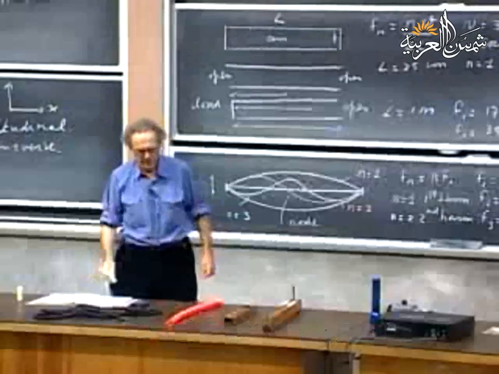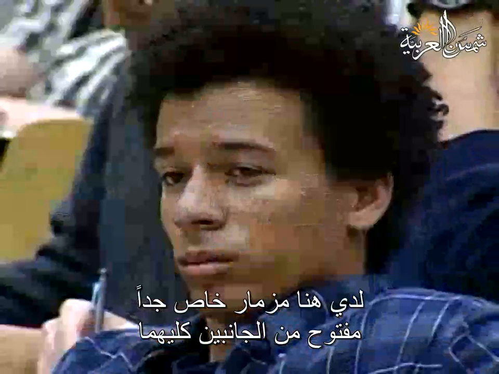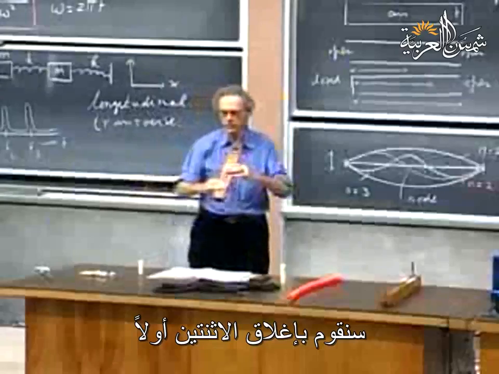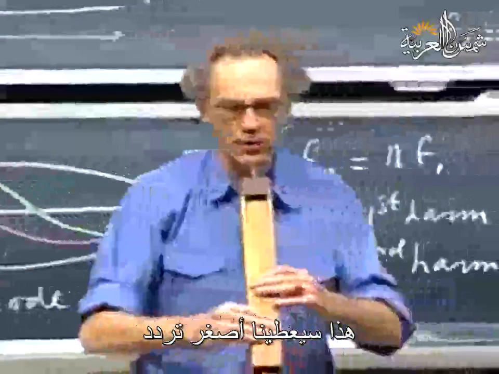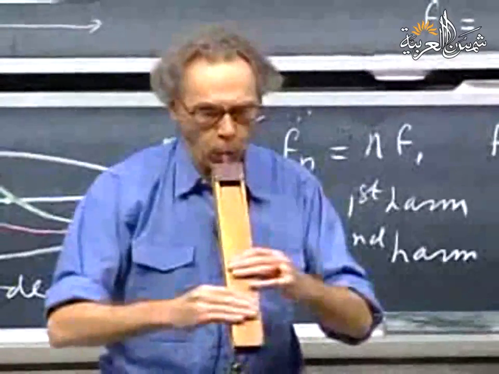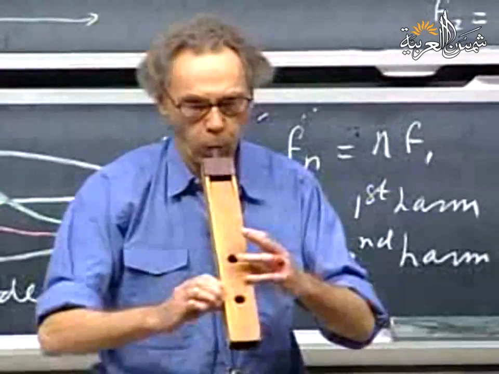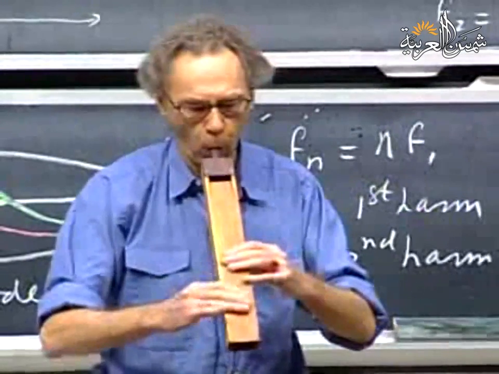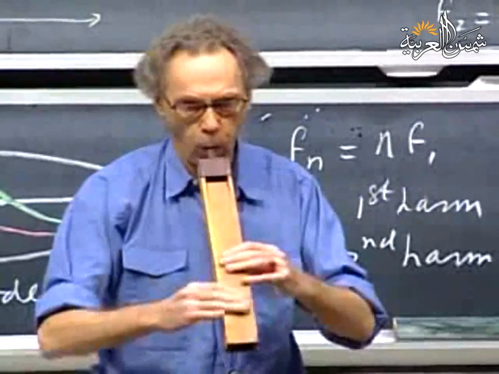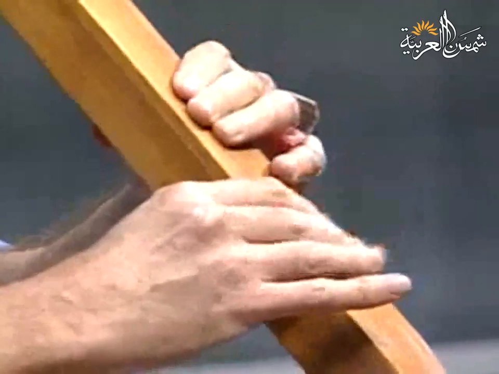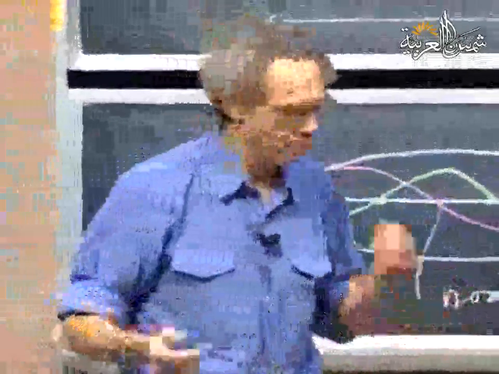even lower tone. I have here a very special flute, open on both sides, and here you see the two holes. We'll first close the two. That gives us the lowest frequency. That's how you play the flute. So it's simply a matter of making the instrument longer or shorter.